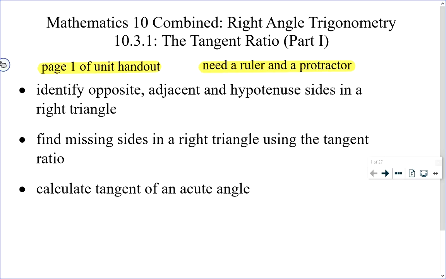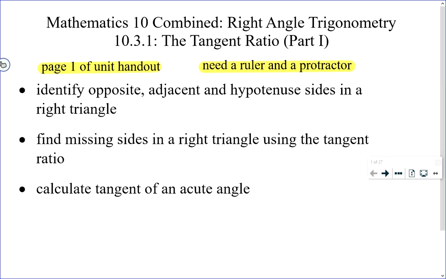This first lesson, which is dealing with Part 1 of the tangent ratio, can be found on page 1 of your unit handout. And what you're going to need today for part of this lesson is a ruler and a protractor. And if you're in our classroom, you can find a ruler and protractor on the shelving unit where the spare calculators are. There's a bunch of rulers and protractors there, so make sure you have one.